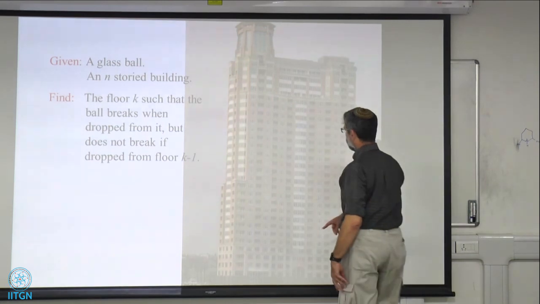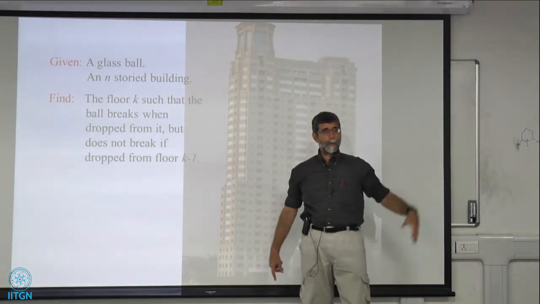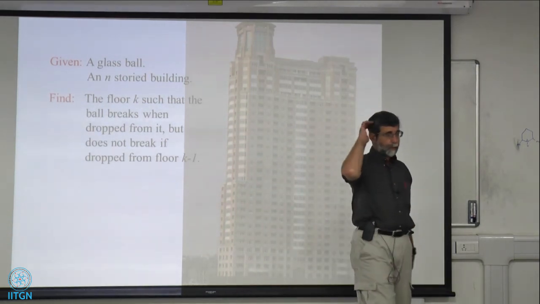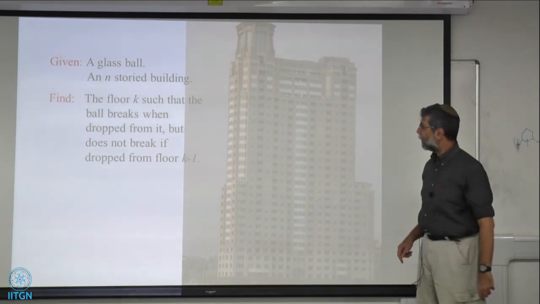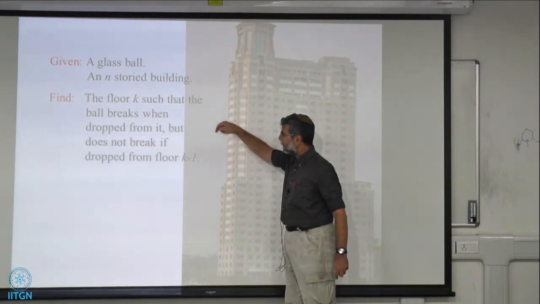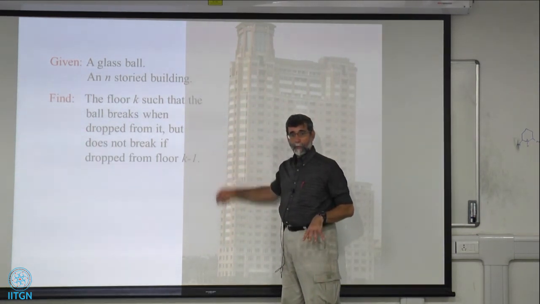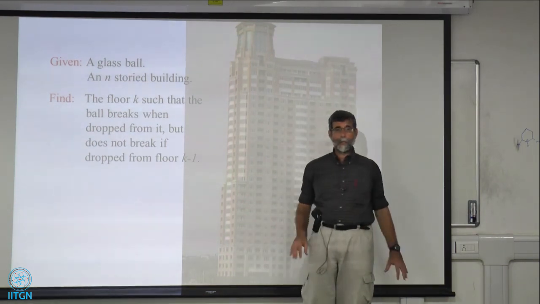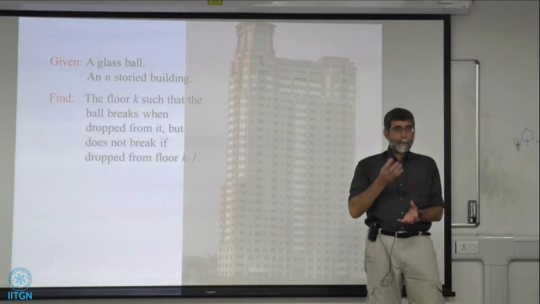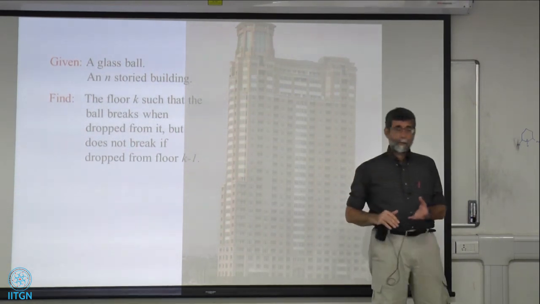So there's a very tall building in town. I don't know how tall the buildings we have here in Gandhinagar are, but suppose that there is a very tall building, and so he wants to know what is the floor K such that if you drop it from that floor, the ball is going to break, but if you drop it from floor K minus 1, it's still okay. So that's the question. I want to know how far up it's not going to break, up to K minus 1, and what's the first K where the ball breaks.